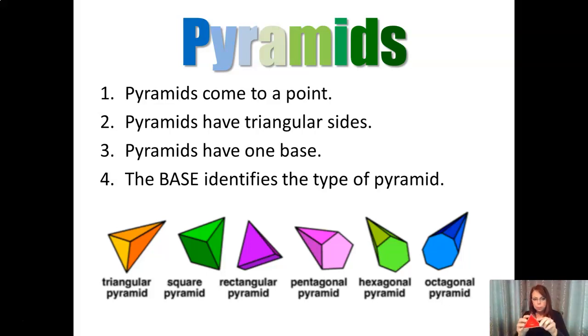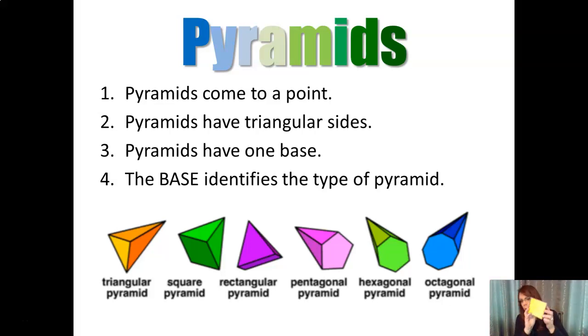Here's another one. This is the base. It's a triangle. It's what it sits on. The base is opposite of the point, in case you're confused which side would be considered the base. So the side that's opposite of the point, the top point. All of the sides are a triangle. This is a triangular pyramid.